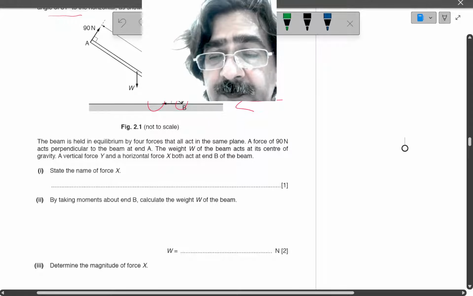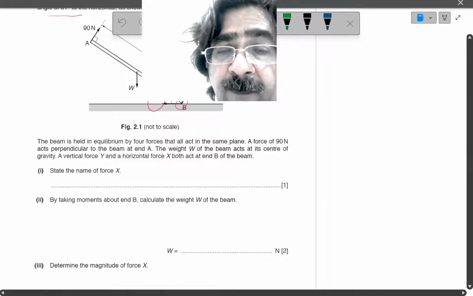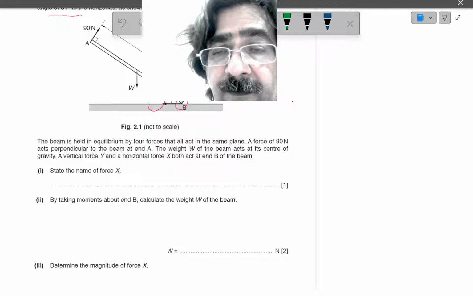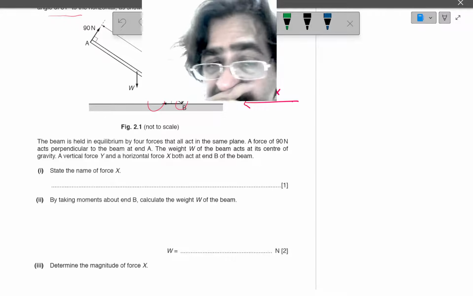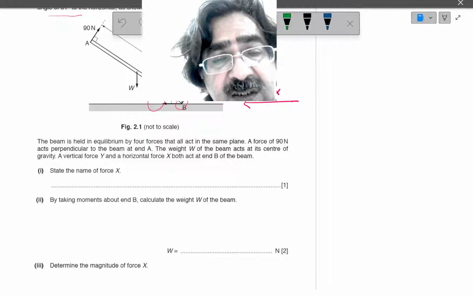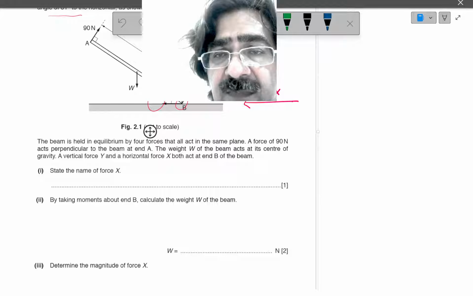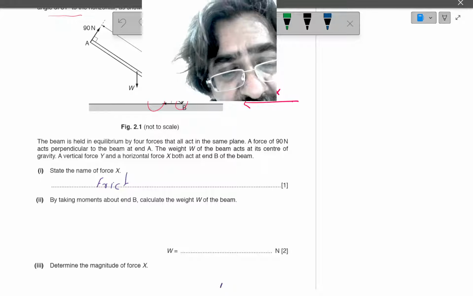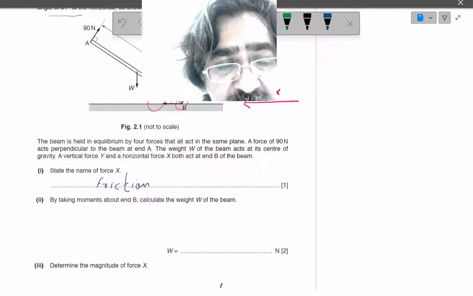Since this force X acts this way, it is against the motion along the horizontal surface. So the name of this force is straightforward. That will be friction, a force opposite to the motion.